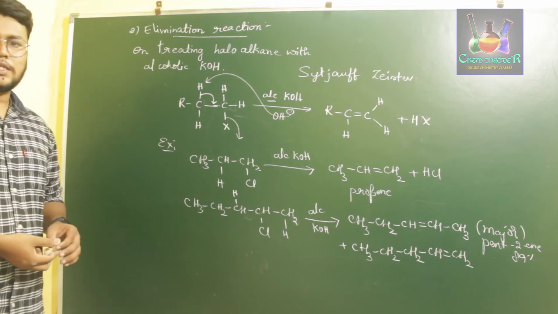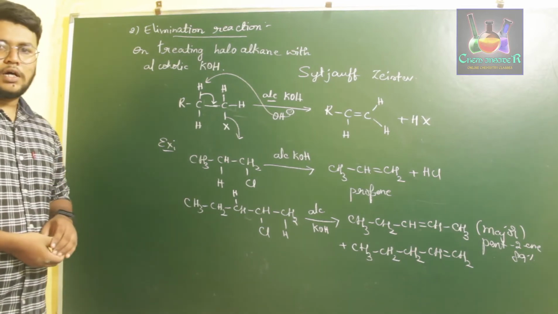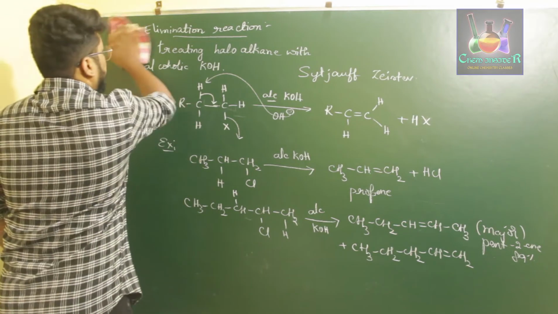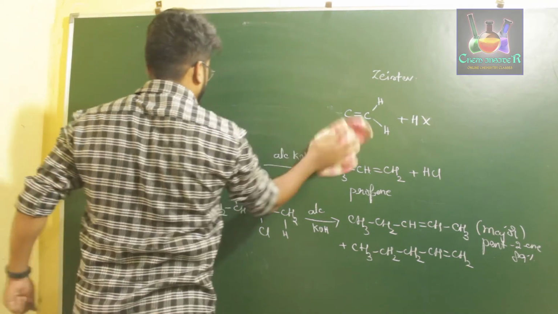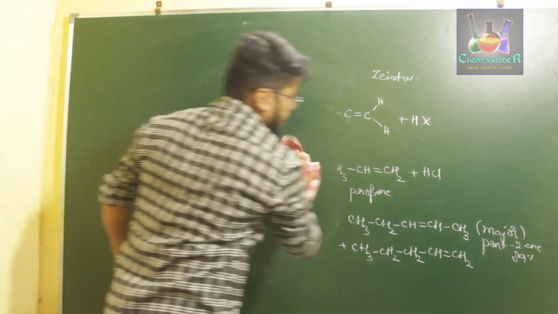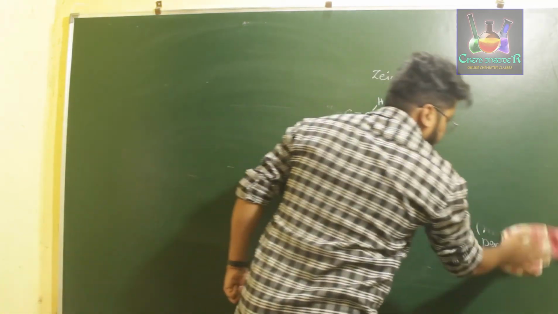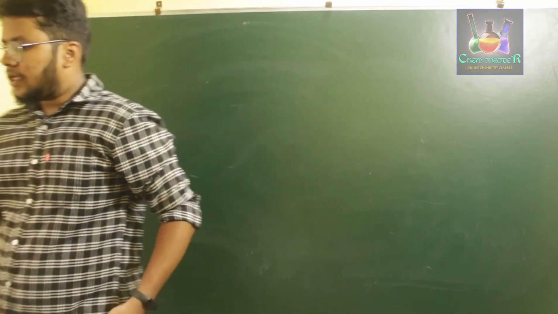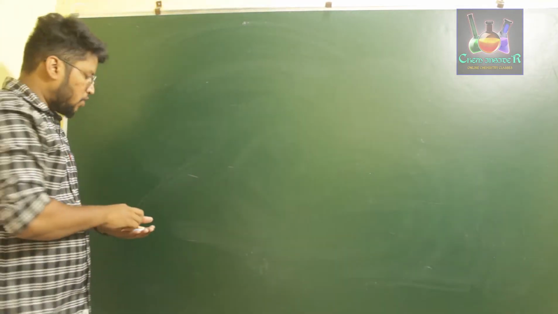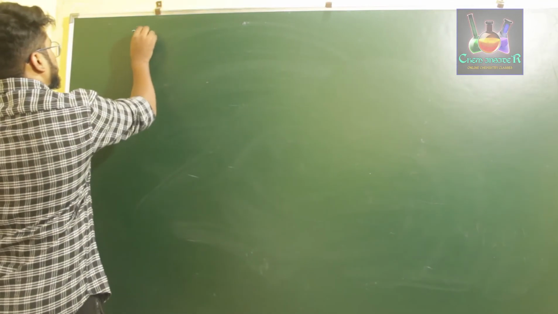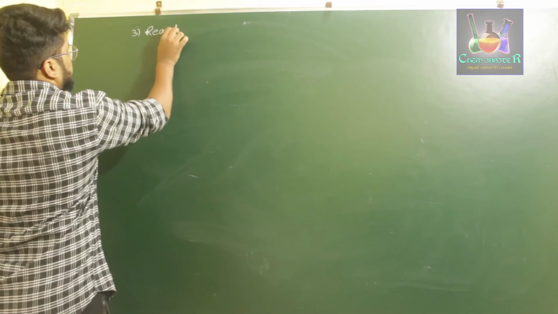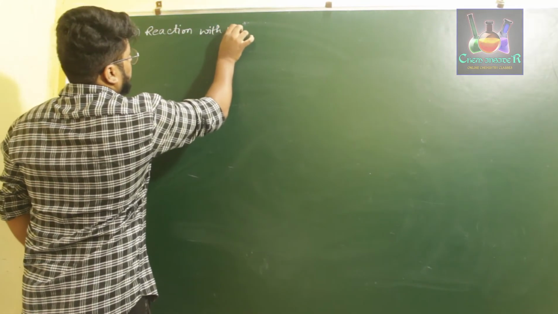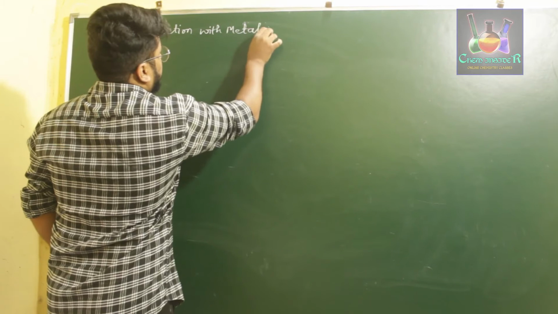Next, we will discuss the reaction of haloalkane with metals. For the reaction of haloalkane with metals, haloalkanes react with metal to form a specific type of bond which involves a carbon and metal bond. So that is the third process, that is reaction with metals.